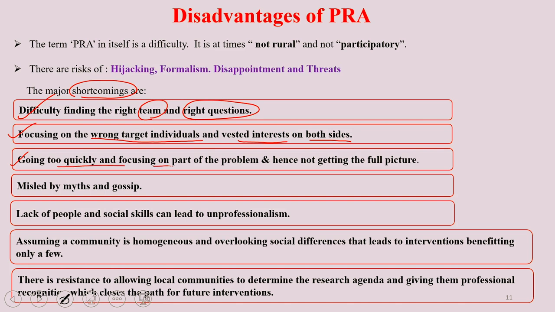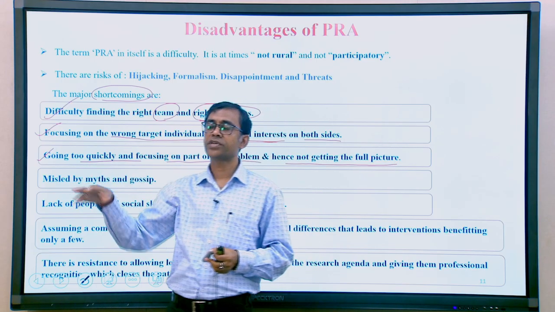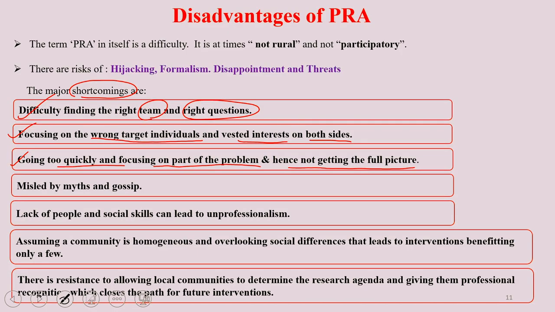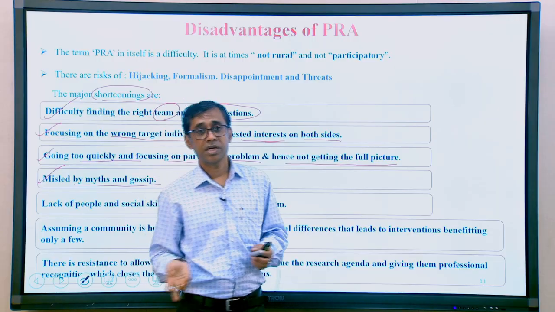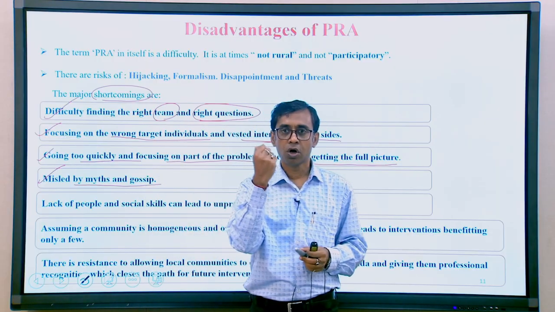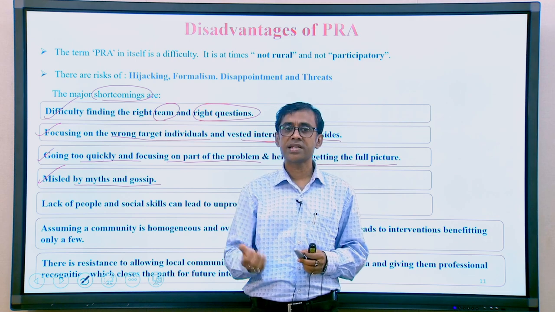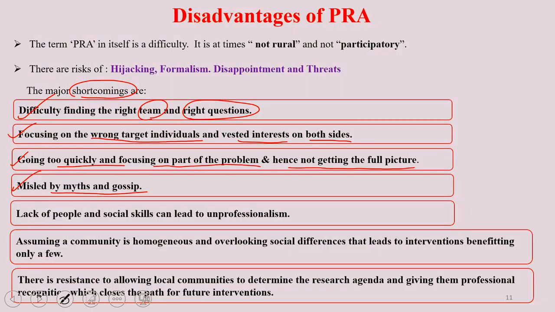Then going too quickly and focusing on part of the problem and hence not getting the full picture. Suppose you are discussing, somebody has mentioned an issue, and you've gone deep into that. So you may lose a lot of time and energy for that instead of finding out the overall picture of that area. Then often in PRA, you can get misled by myths and gossip. I'm sure that most of you are aware of various types of myths and gossips in our rural areas and the strong belief in those things. So when you go there, there is a high probability that your exercise might get influenced by those kinds of myths and gossip.